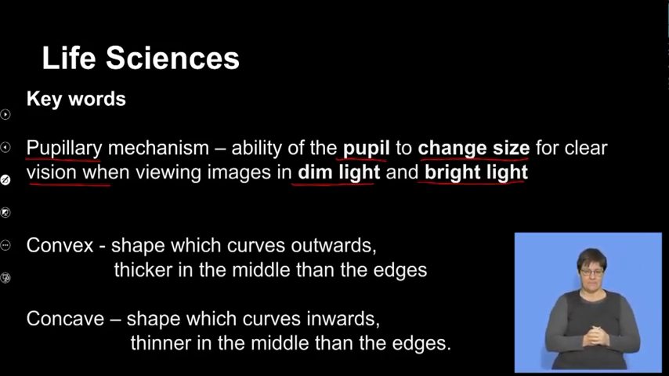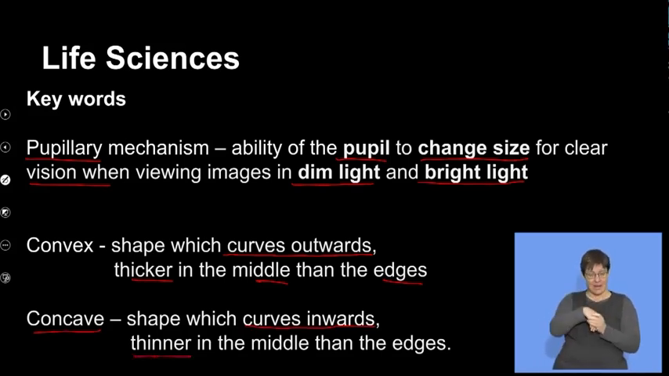The next one, we're talking about convex. It's a shape. But what type of shape? It's a shape that curves outwards, meaning it's thicker in the middle than at the edge. Then we've got another shape here, concave, which curves inwards. It's the opposite of convex. It curves inwards, meaning it's thinner in the middle than at the edges.